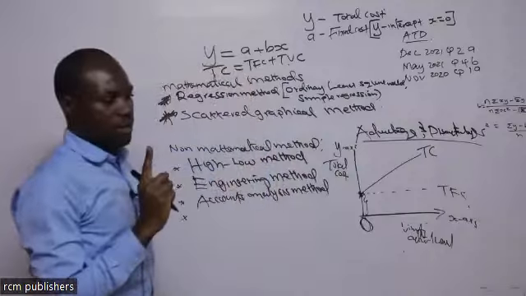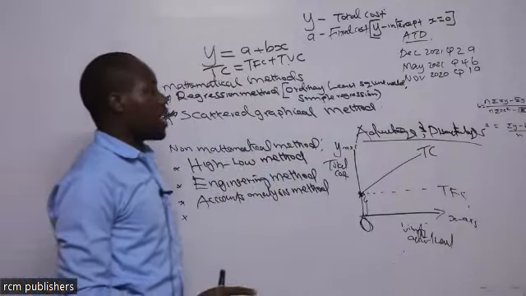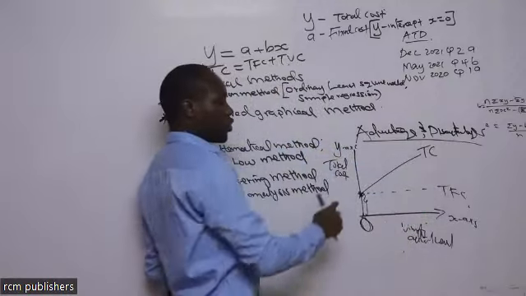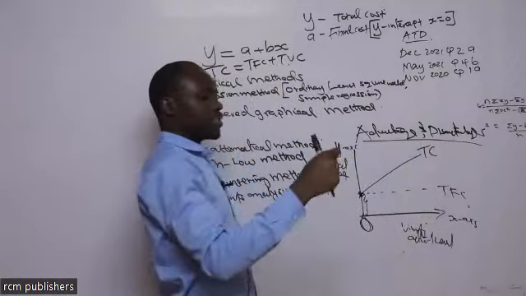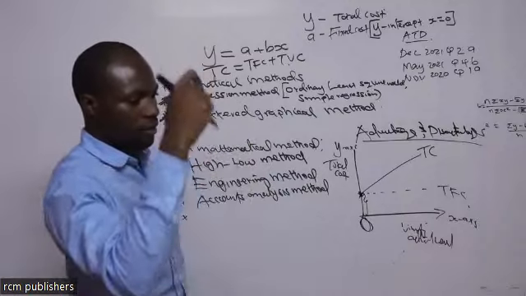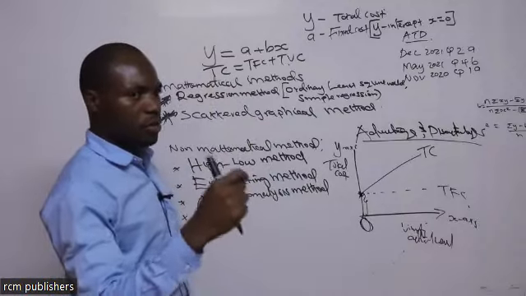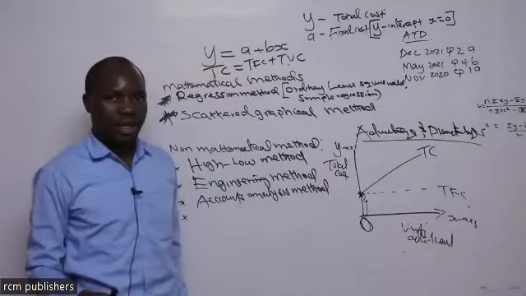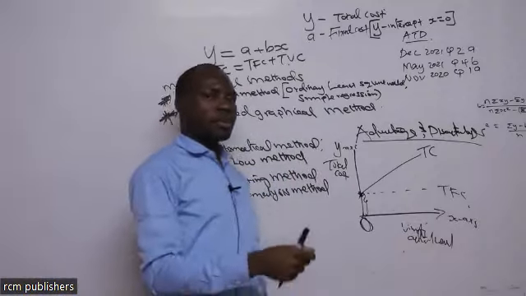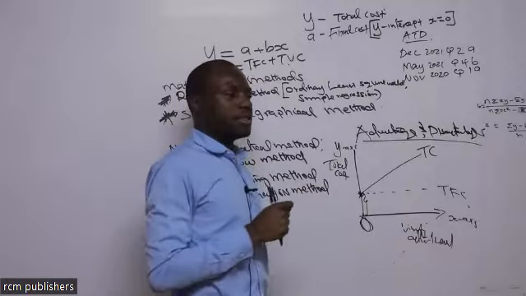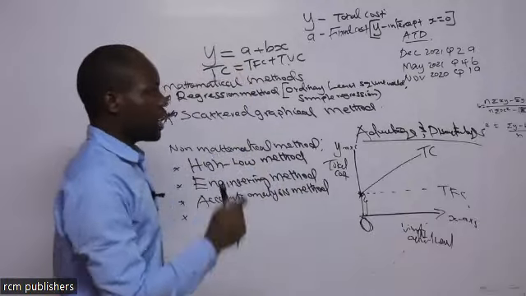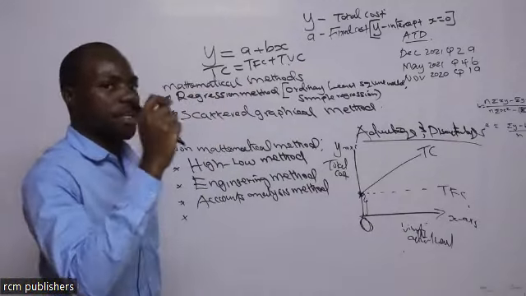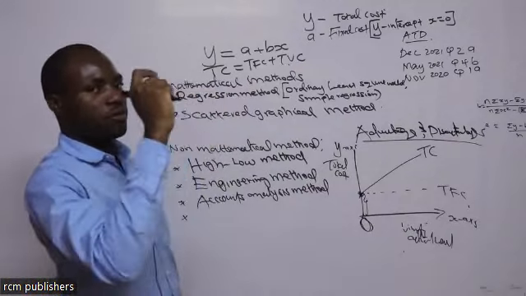Once I do that, I am going to have a curve, the total cost line. For the total cost line, I'm supposed to get the slope of that particular line. How do we get the slope of a line? It is change in y over change in x. Another name for slope is the gradient. It is the gradient of that particular line. And that gradient is now the variable cost per unit of output.